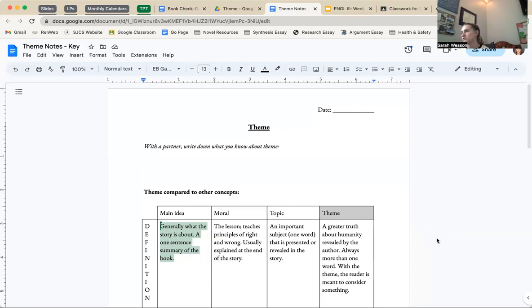The moral of a piece of literature, whether it's a movie or a poem or a short story or whatever kind it is, the moral is the lesson that can be learned from the story. It's often said explicitly at the end of the story. So it's literally written out at the end of the story sometimes. Can y'all think of any stories that have that at the end? We read some earlier this year.